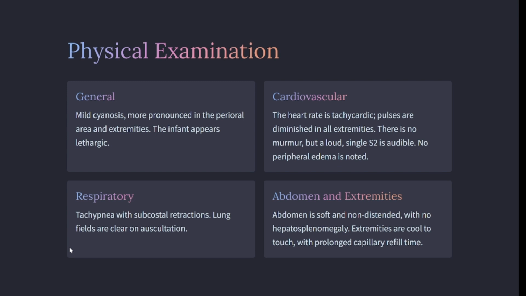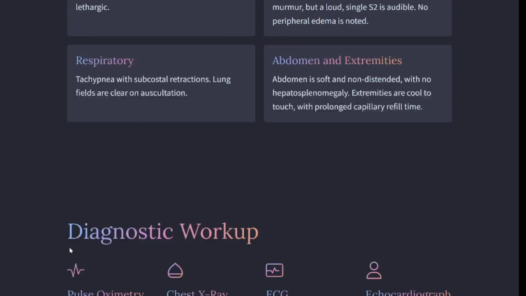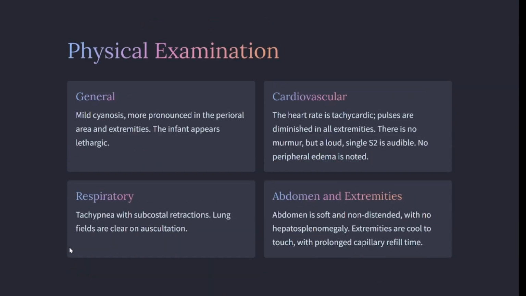Respiratory: tachypnea with subcostal retractions. Lung fields are clear on auscultation. Abdomen: soft, non-distended, no hepatosplenomegaly. Extremities: cool to touch with prolonged capillary refill time.